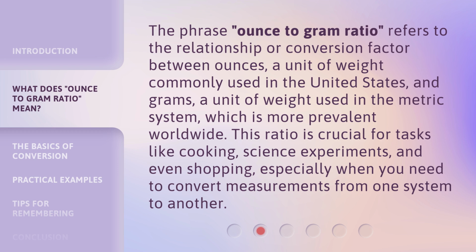The phrase, ounce to gram ratio, refers to the relationship or conversion factor between ounces, a unit of weight commonly used in the United States, and grams, a unit of weight used in the metric system, which is more prevalent worldwide. This ratio is crucial for tasks like cooking, science experiments, and even shopping, especially when you need to convert measurements from one system to another.